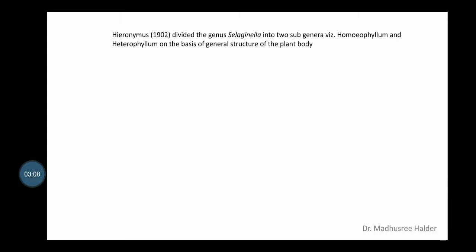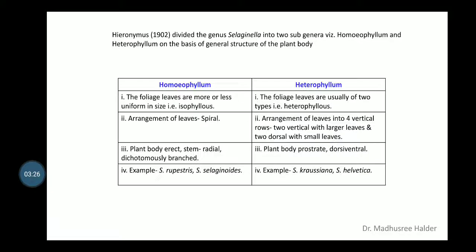Next thing is, Hieronymus in 1902 divided the genus Selaginella into two subgenera, that is, Homophylum and Heterophylum, on the basis of the general structure of the plant body.